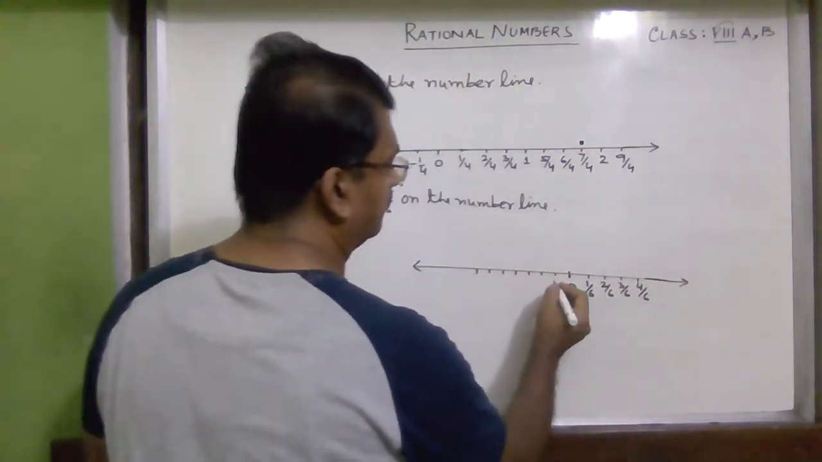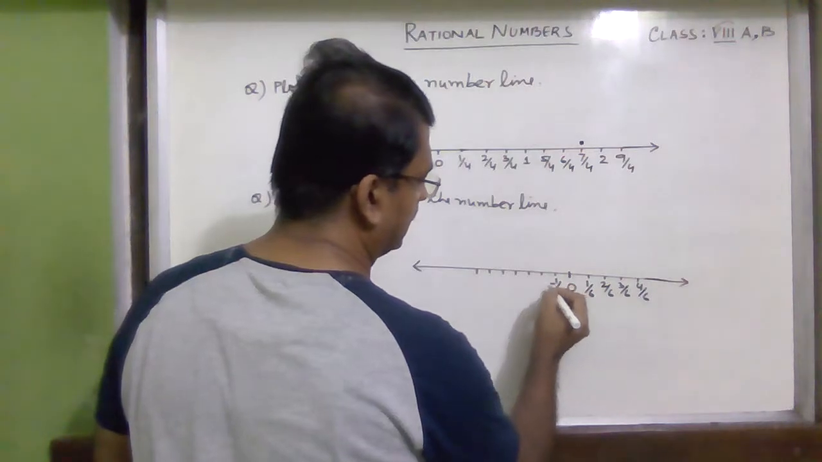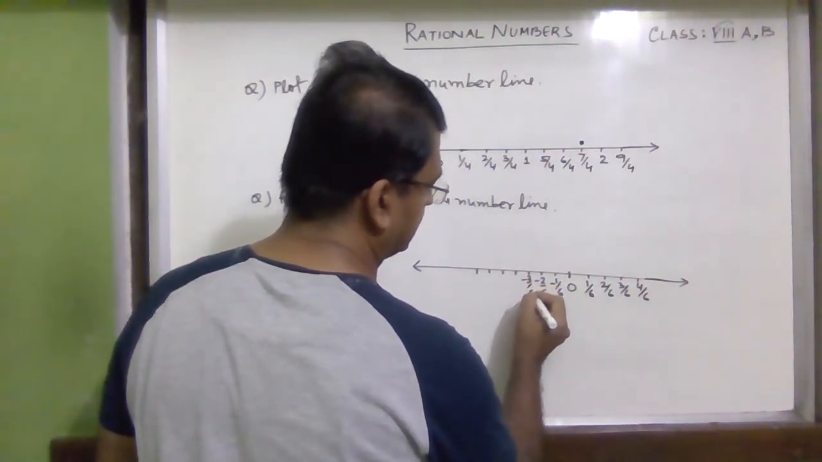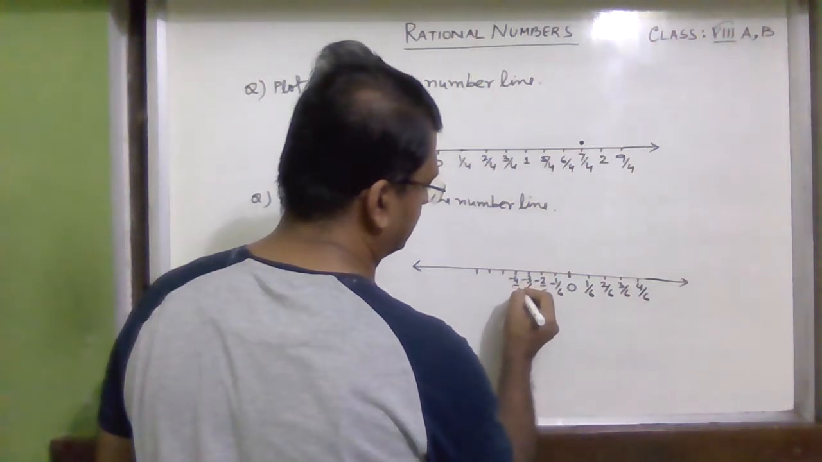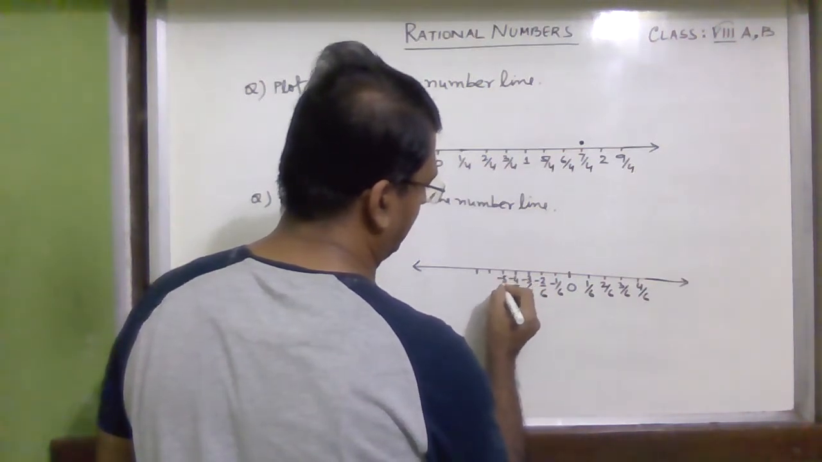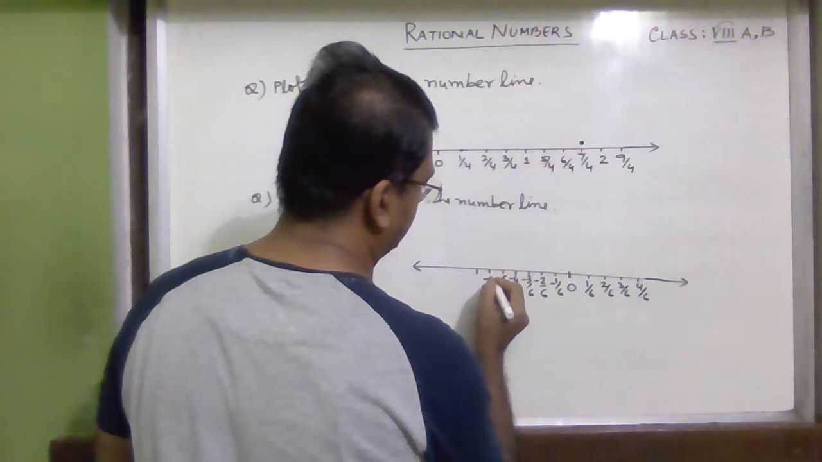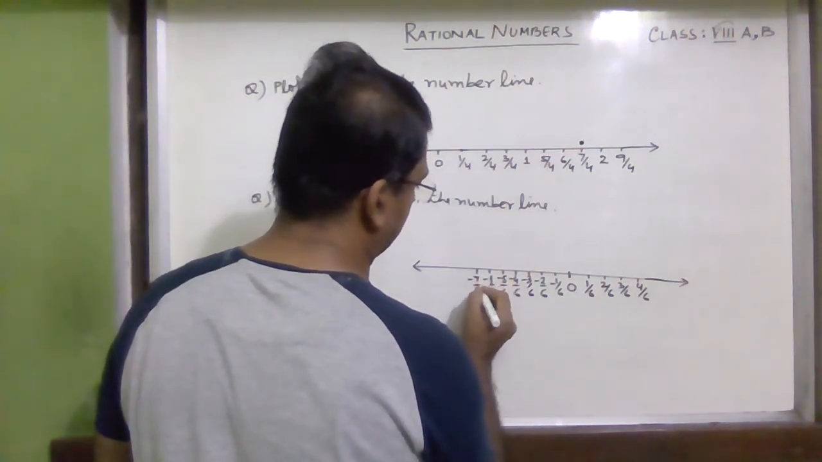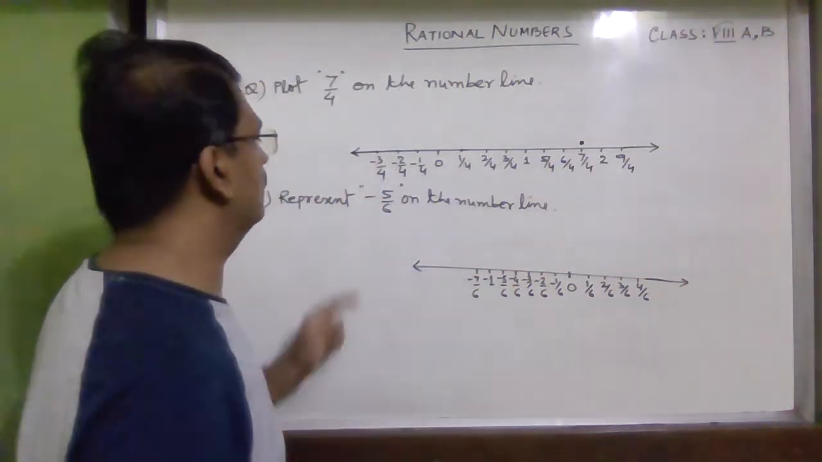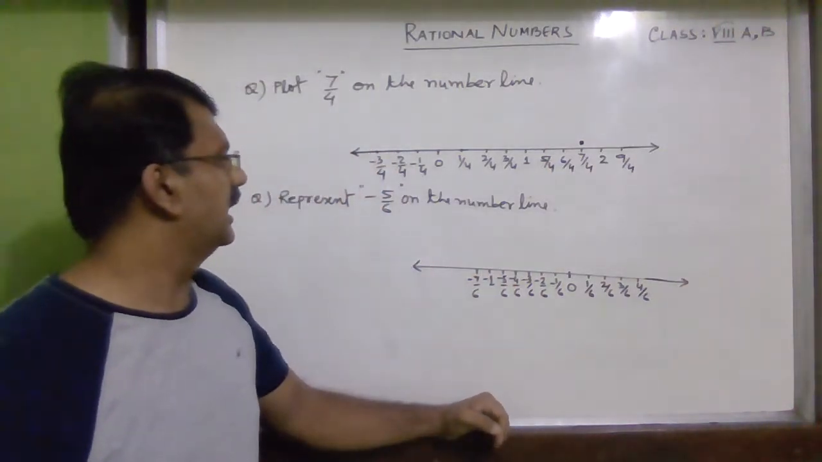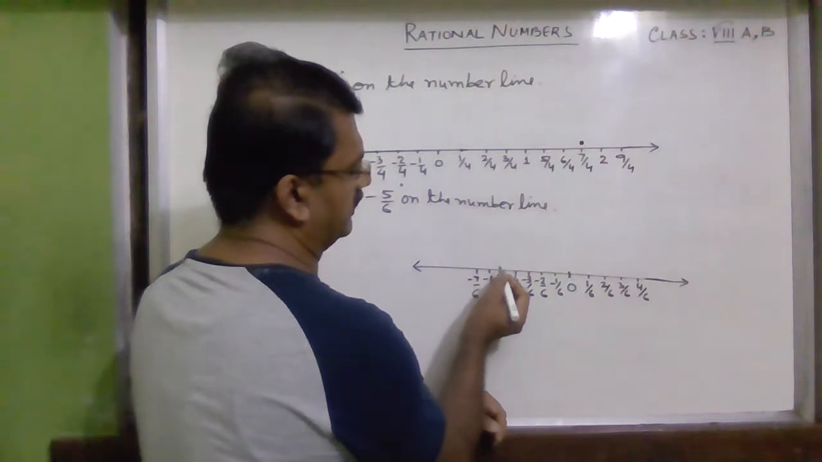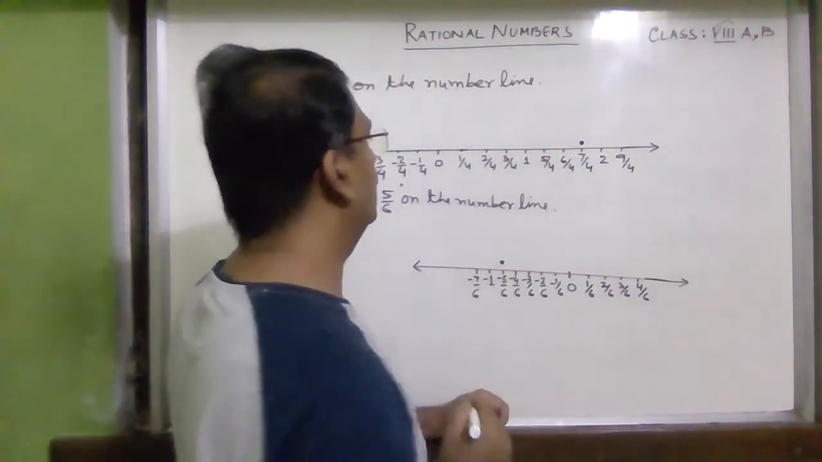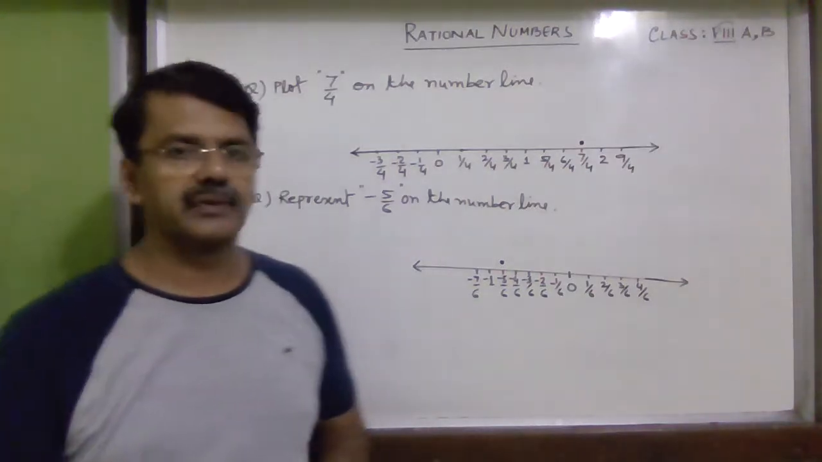On the left hand side, minus 1 by 6, minus 2 by 6, minus 3 by 6, minus 4 by 6, minus 5 by 6, minus, and now 6 by 6 is nothing but 1, and then minus 7 by 6, and so on. Now the number that we have to plot is minus 5 by 6. So minus 5 by 6 is here. So simply mark a dot here, and that is your answer. Clear?